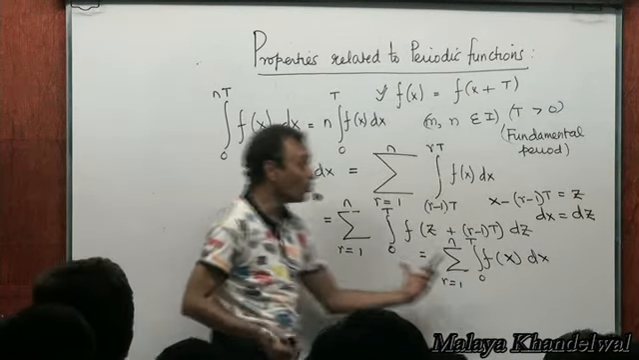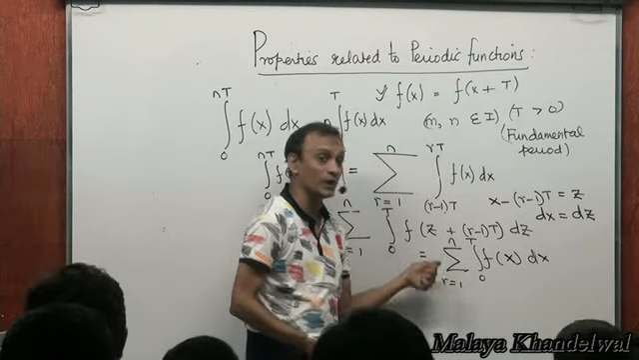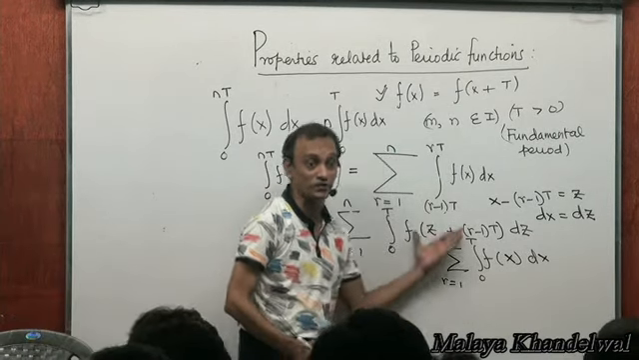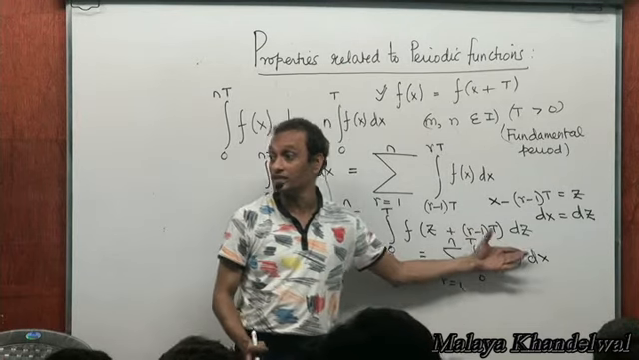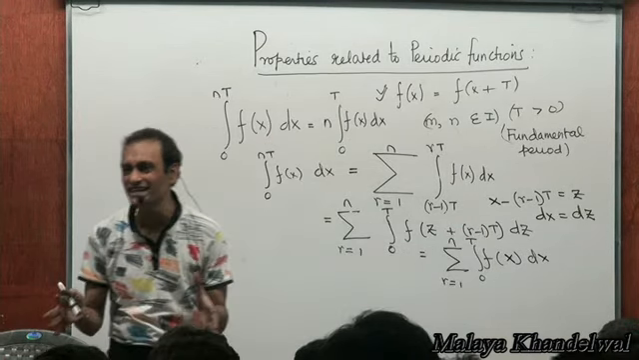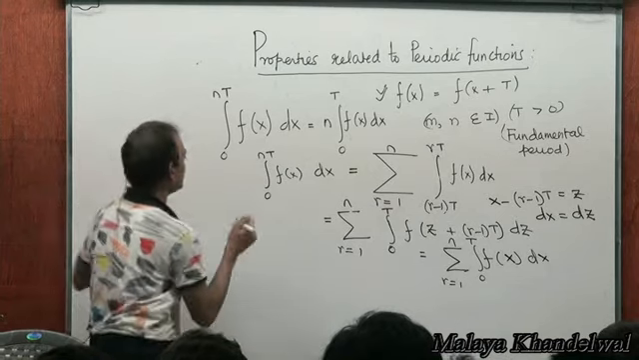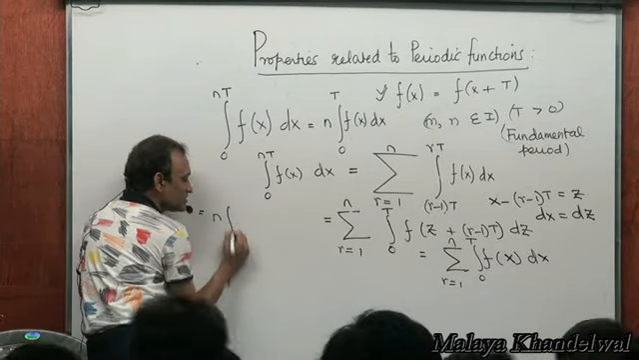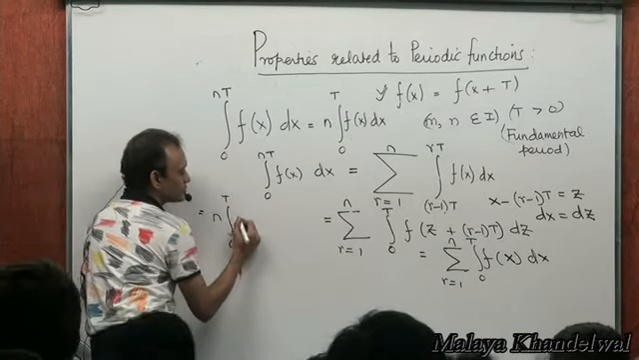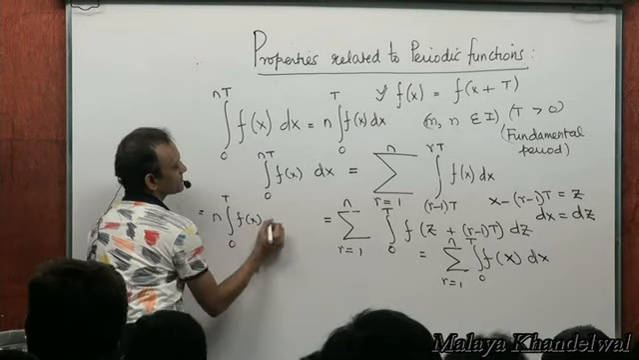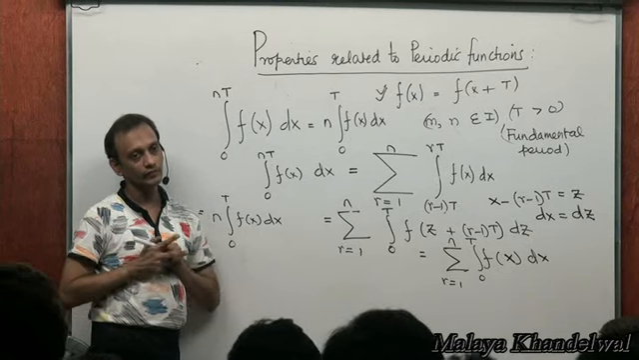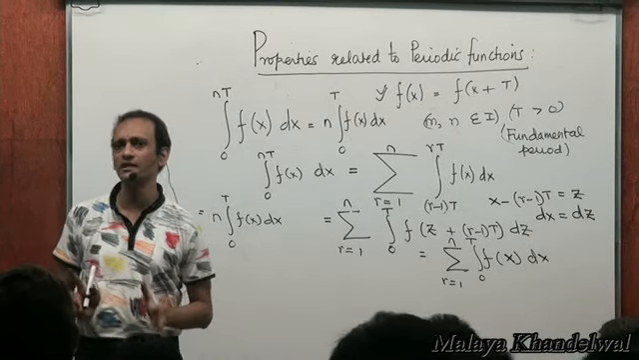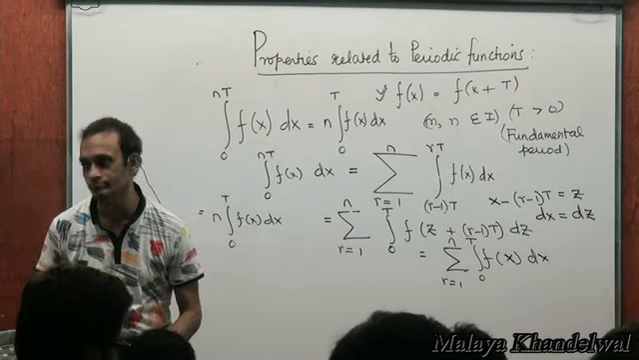And how many such integrals? For r equal to 1, one such integral. For r equal to 2, the same thing. For r equal to 3, the same thing. For r equal to n, the same thing. So we have n such identical integrals. So then it will be n times integral 0 to t f(x) dx, with the summation removed. Geometrically, we could see that this ought to have been the case, right?